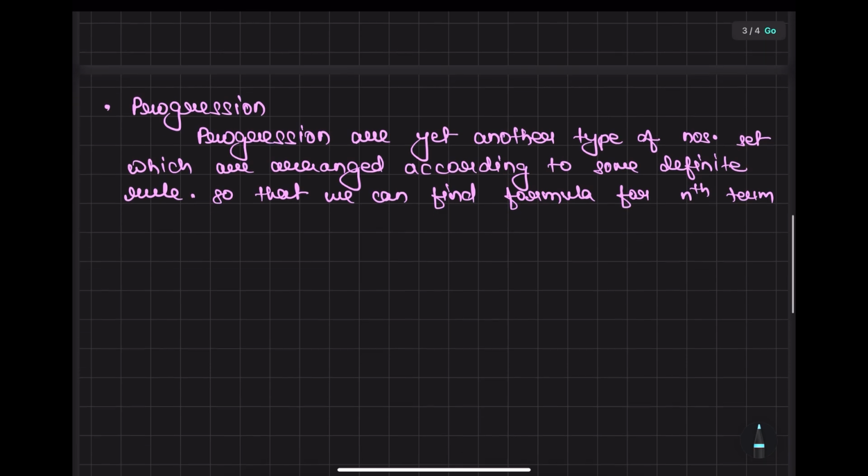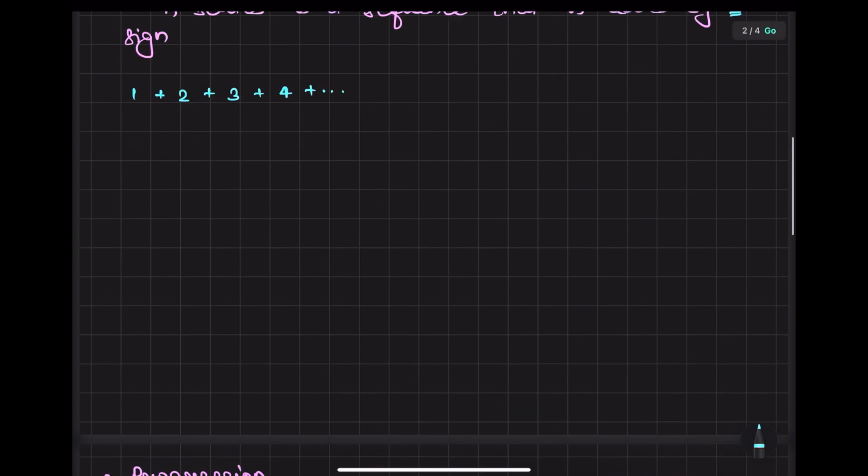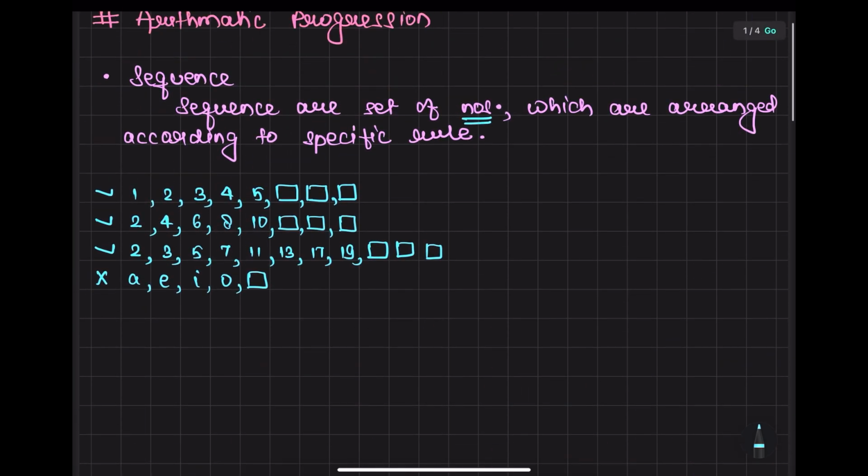Then we have progression. Now what is progression? Progression is yet another type of number set, arranged according to some definite rule, so that we can find the formula for the nth term. Suppose this is a sequence: 1, 2, 3, 4. Can you write down the formula for the nth term? Yes. The first term is 1, second term is 2, third term is 3, fourth term is 4. So the nth term would be n.